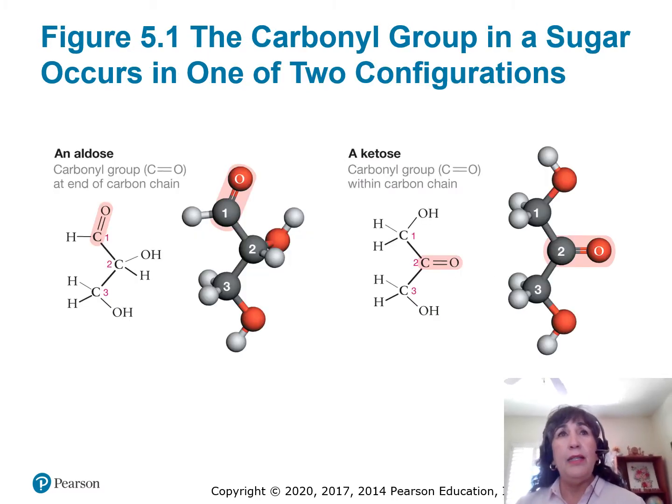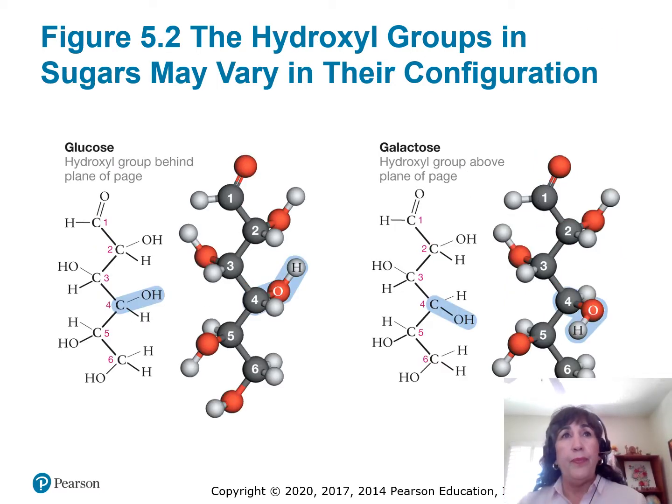Here in figure 5.1, you can see an aldose on your left-hand side and a ketose on the other. Notice where the carbonyl group is located. In an aldose, it's at one end, and for a ketose, it's found in the middle.